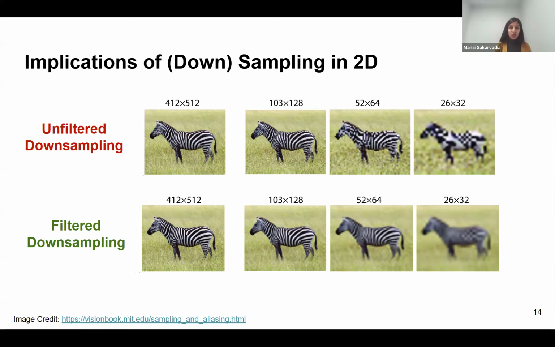If you're not able to resolve the system at a sufficiently high sampling rate, what you end up risking is measuring the wrong thing. So your zebra ends up looking a bit like a cow. If you know upfront, however, what your limits on your sampling rate are, you can afford to put in a low-pass filter preemptively, and now what you get in the bottom row is a much more blurry but much more faithful representation of your zebra at all 4 resolutions here.